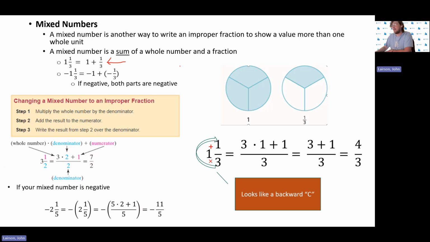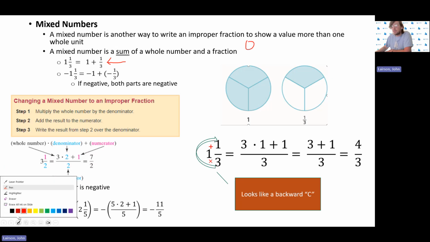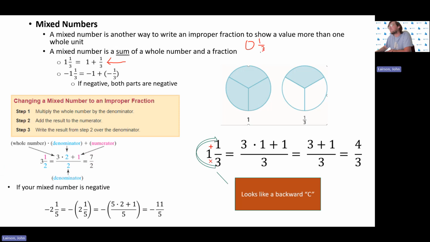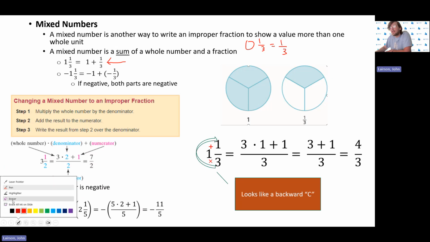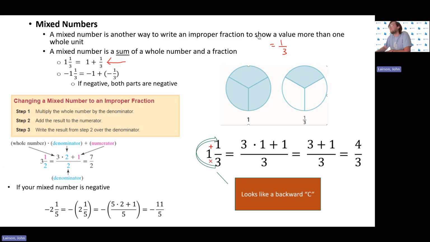If it were less than 1, your whole number part would be 0. If it was 0 and 1/3 as a mixed number, this is kind of weird because you have nothing plus 1/3. So you wouldn't ever really write that. You would just write 1/3 in that made up scenario there. So mixed numbers are always bigger than 1. Improper fractions are always bigger than 1 as well.